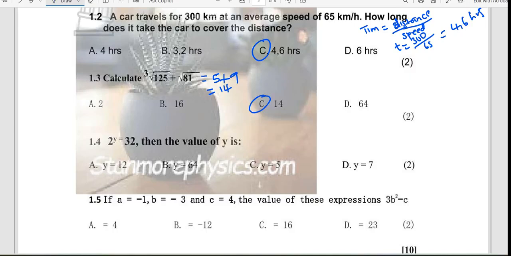1.4, 2 to the exponent of y equals 32. Then the value of y is, this is an exponential equation. 2 to the exponent of y is 32. In an exponential equation, the rule says if the bases are the same, we equate the exponents, and if the exponents are the same, we equate the bases. 32 is 2 to the exponent of 5. Therefore, my y is 5. The correct option is C.